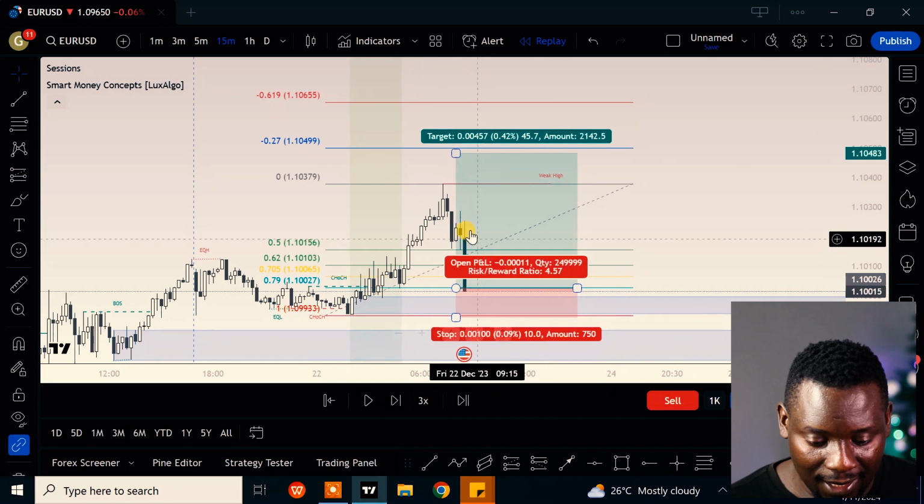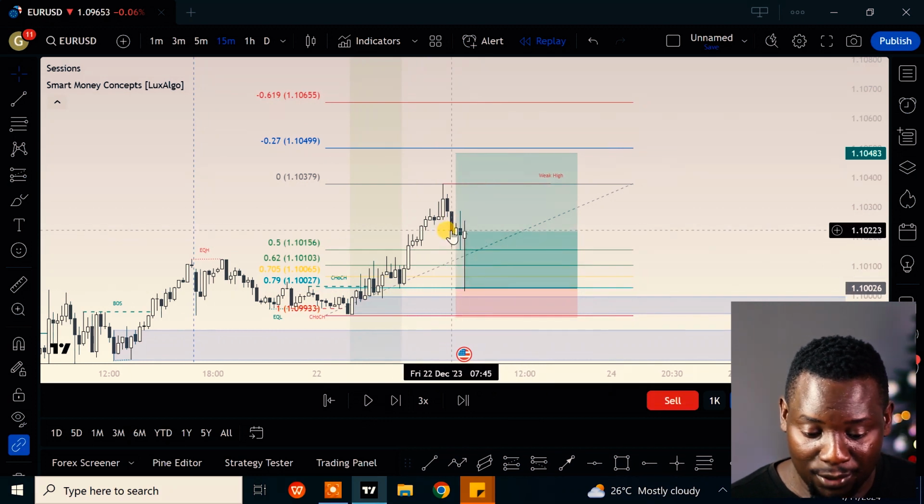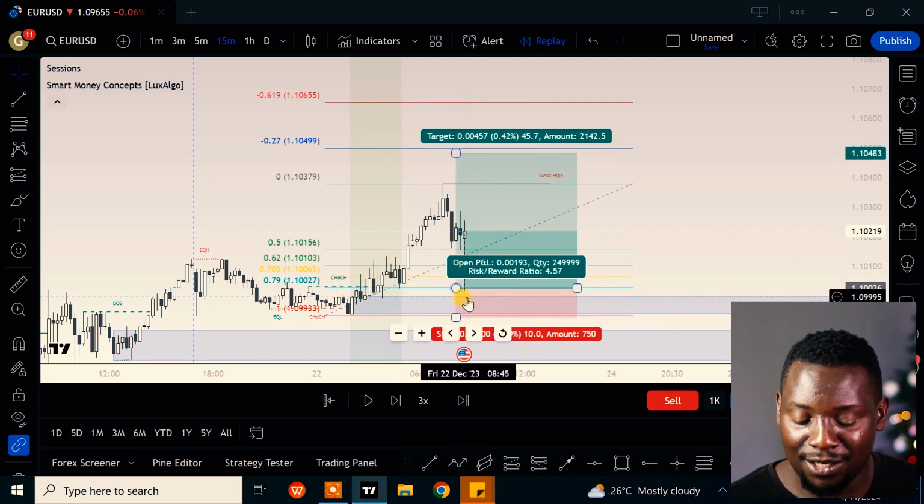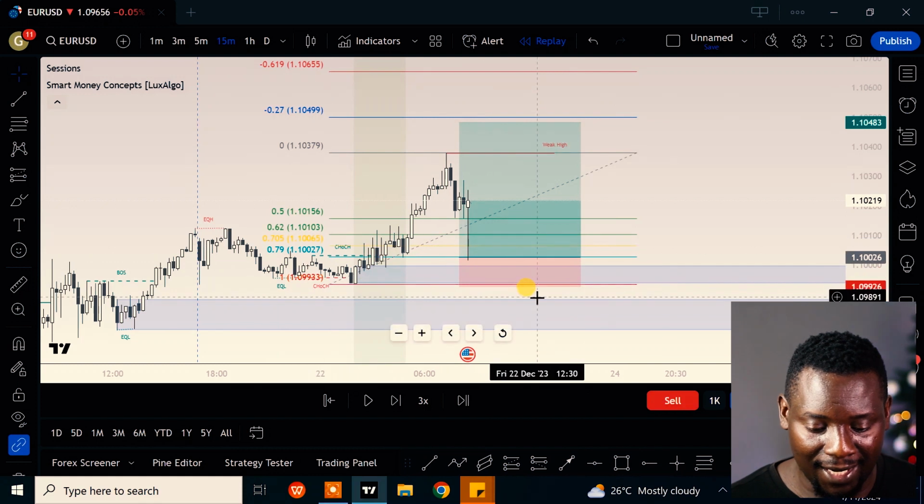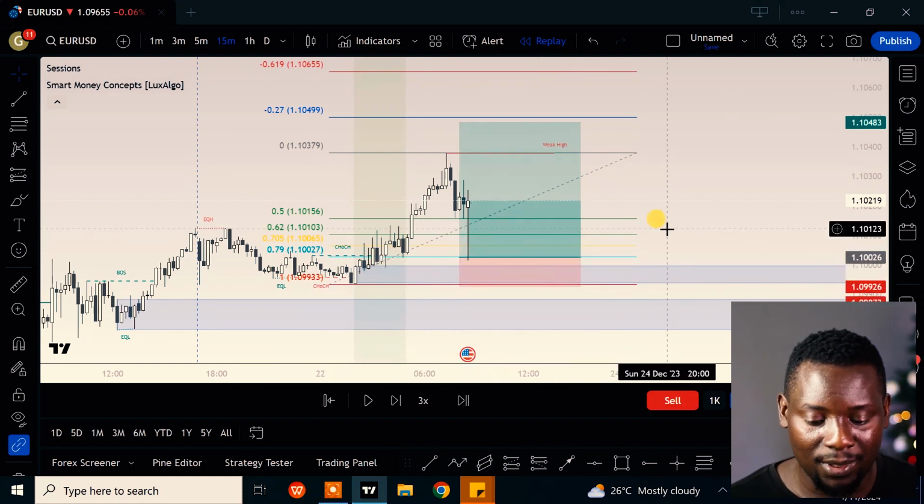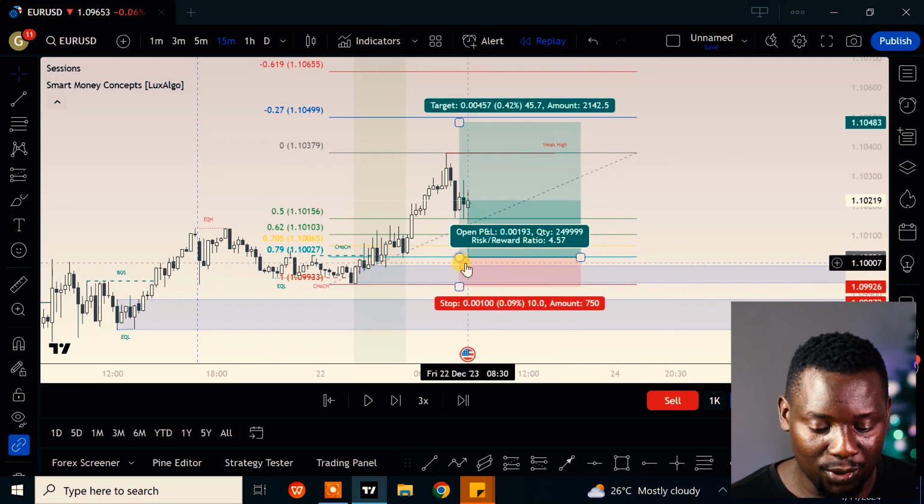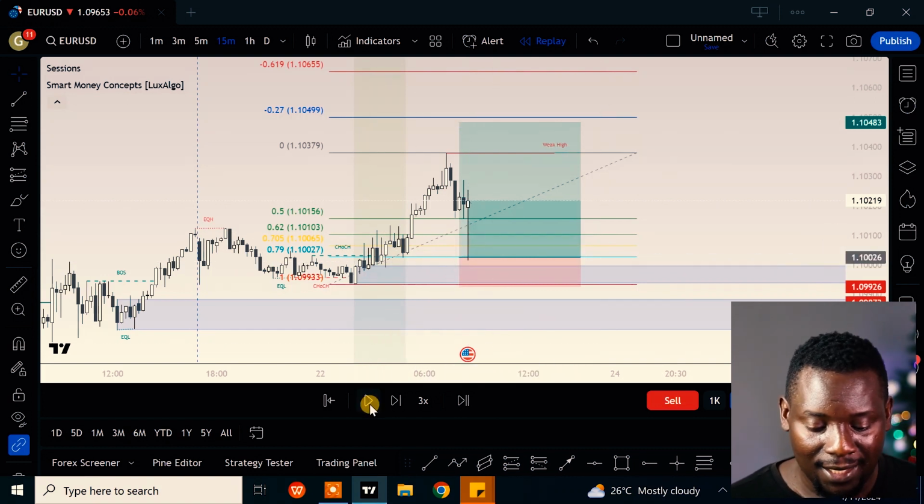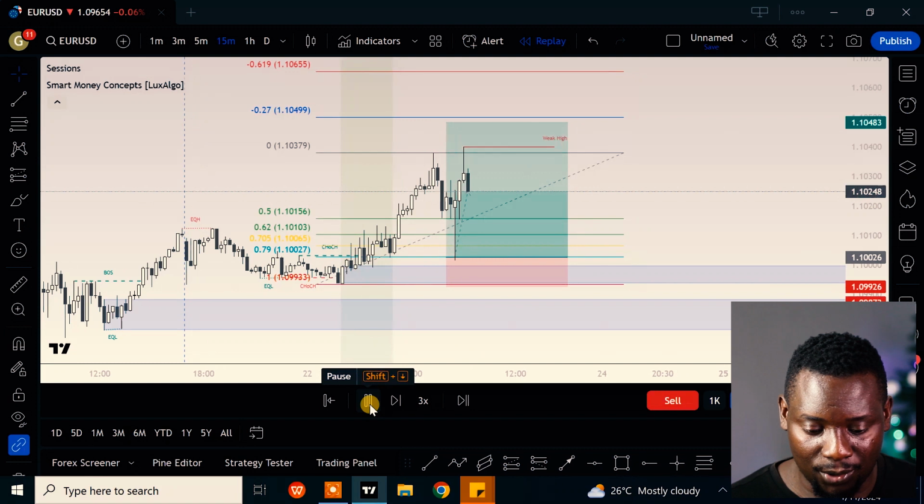As it got to about 7 a.m., price started to make a pullback so that it gets into our 0.79 level, which is basically a real good discount. So this is where I like taking my trade. You can see right here at about 8:30 New York time, I was entered into this trade. Let's see how it goes.